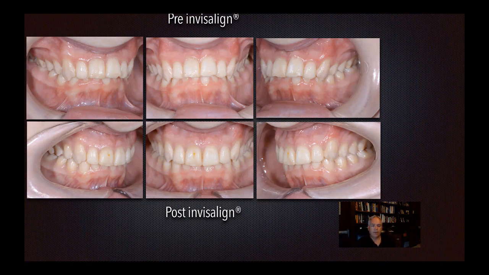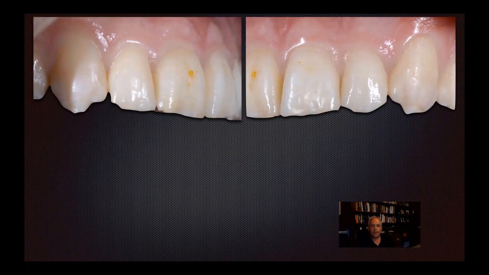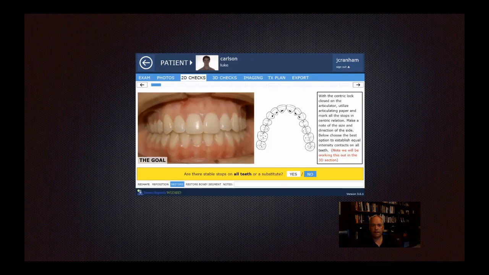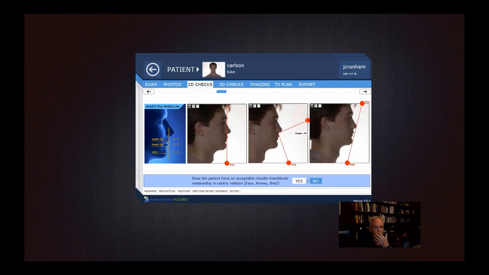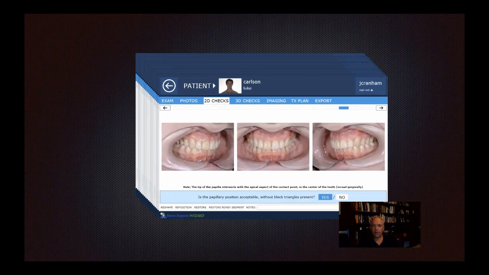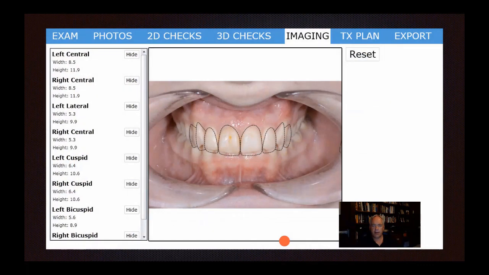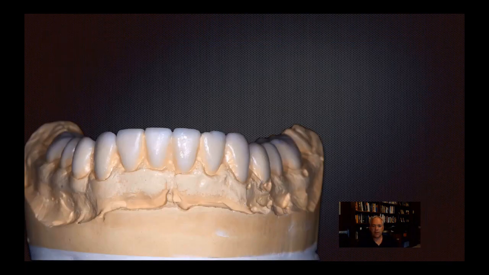So there's pre-Invisalign, post-Invisalign. Again, seeing some of the issues with the tooth structure itself. And so we're going to go through our wizard analysis. We're going to figure out where the teeth go and get to the point where we're going to lengthen things a little bit and then open his bite a little bit on the articulator.